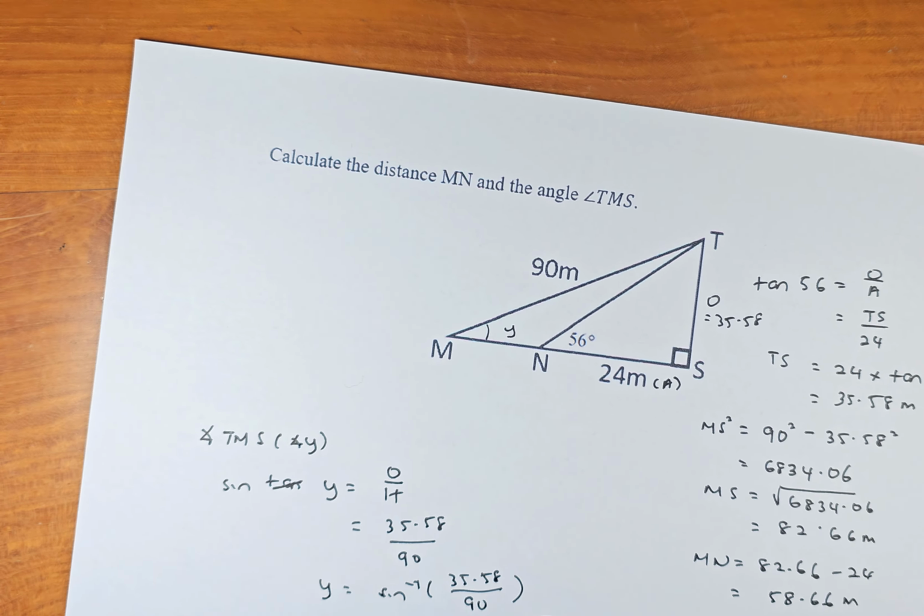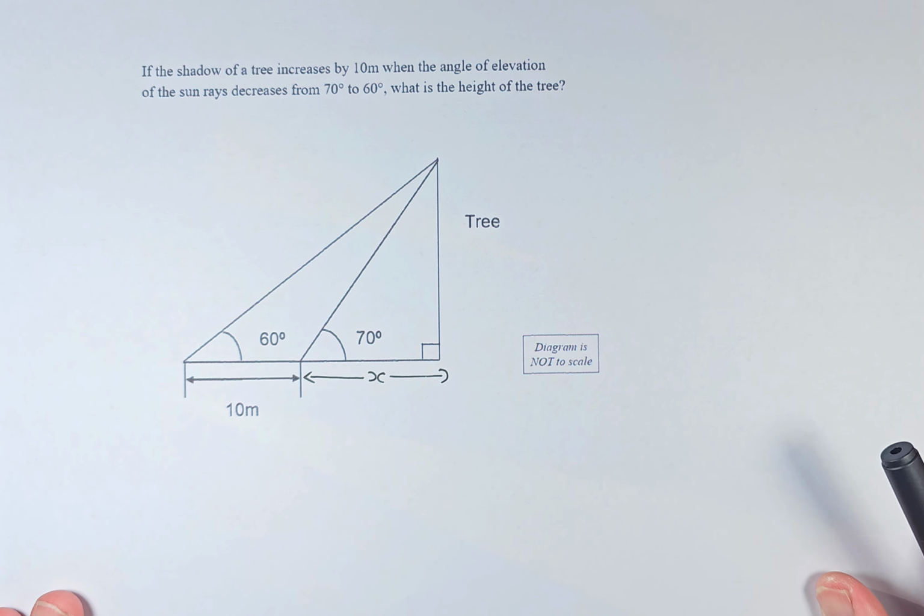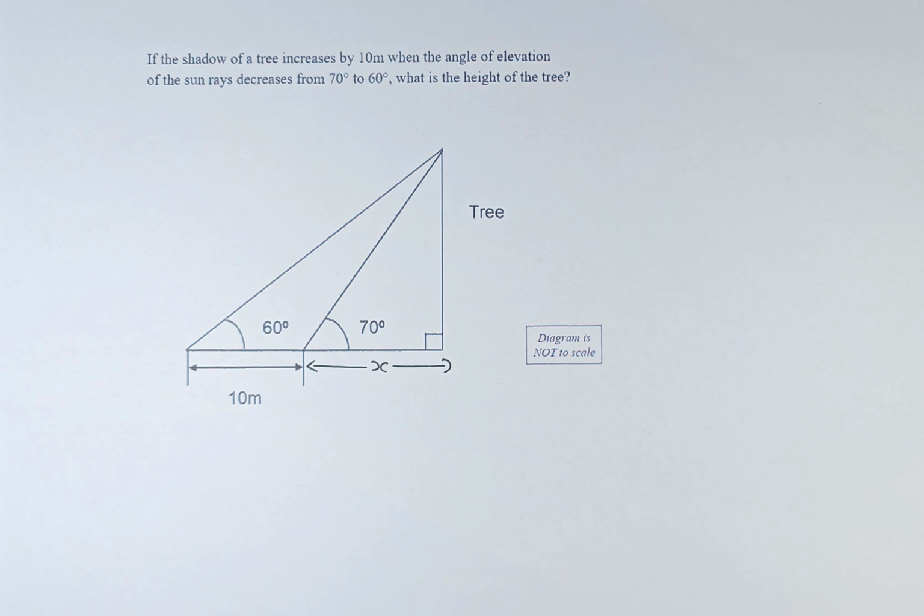Okay, the next question is a very popular question, so we shall do this. We are going to read the question and try to solve this. If the shadow of the tree increased by 10 meters, when the angle of elevation of the sun decreases from 70 to 60, what is the height of the tree? This is a bit hard, that's why it's called excellence. So we shall try to do this.